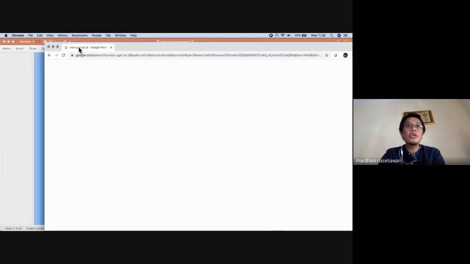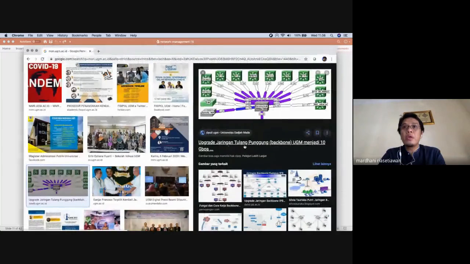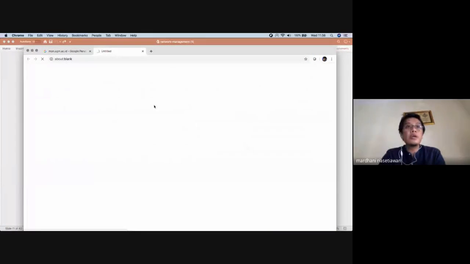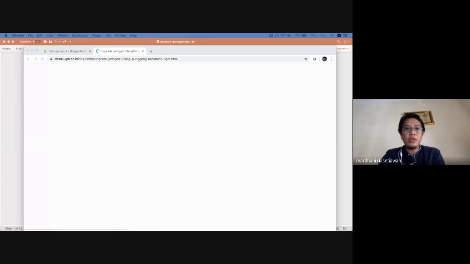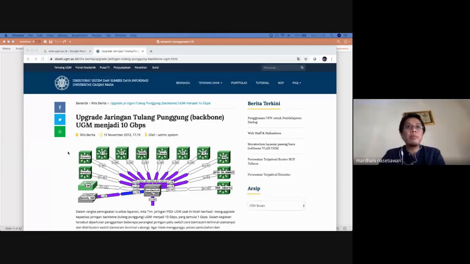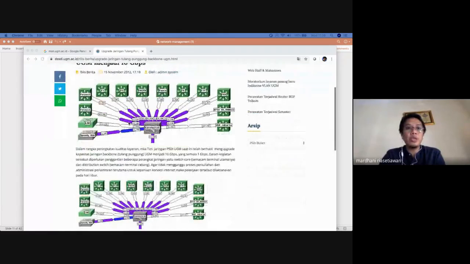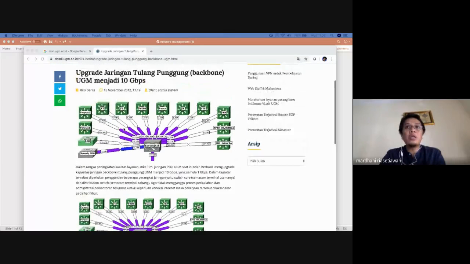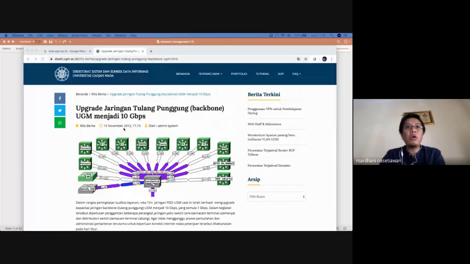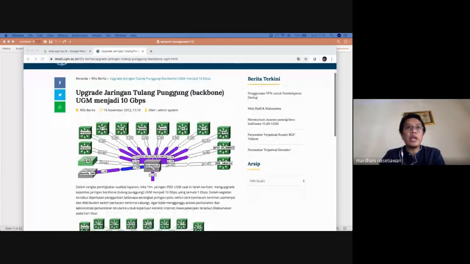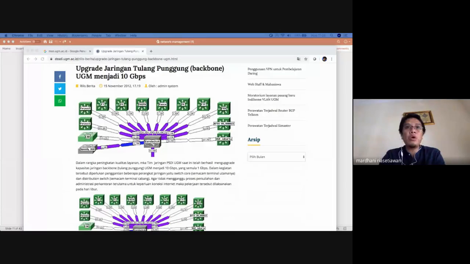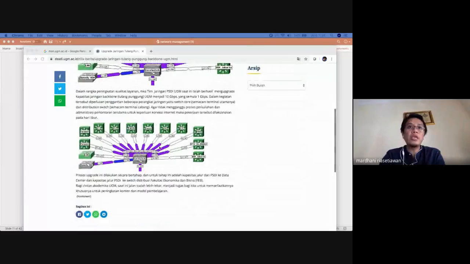So this is an example of the network management implementation. Actually, this image is from the DSSDE. They already implemented tools that can capture all the main nodes in the campus, and then they can take a look and monitor all activities in the traffic. So this would be the information.